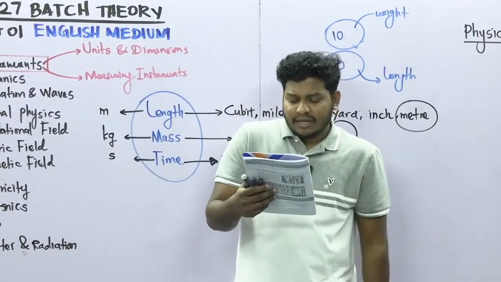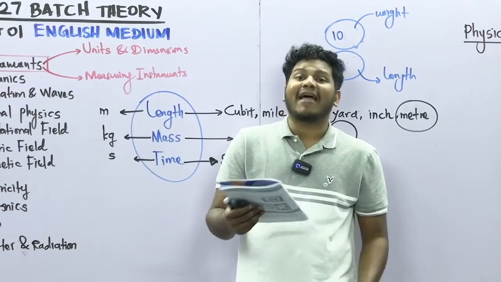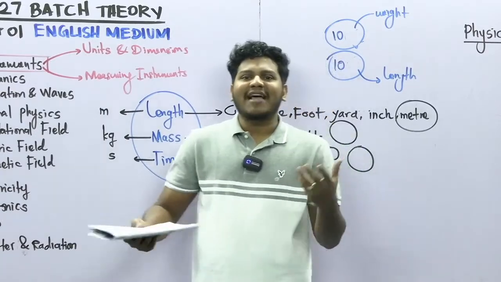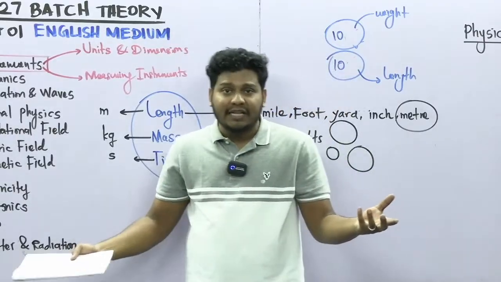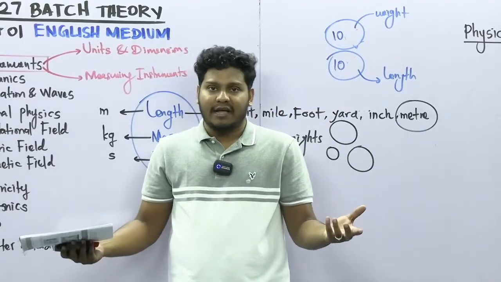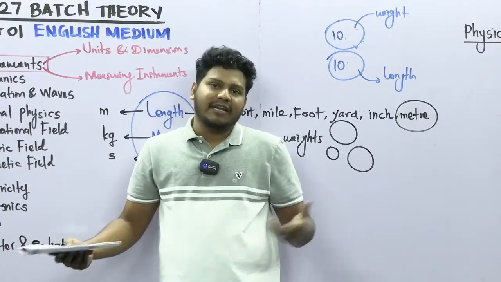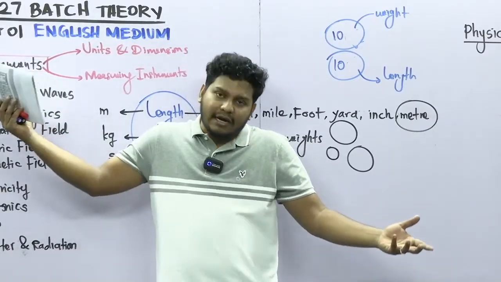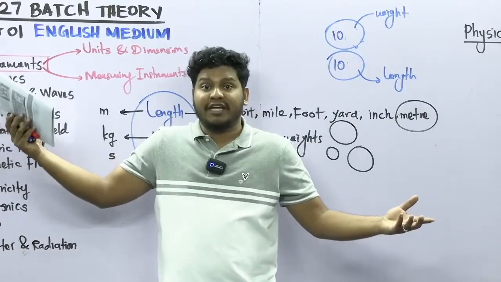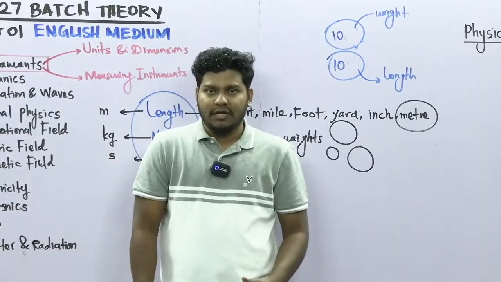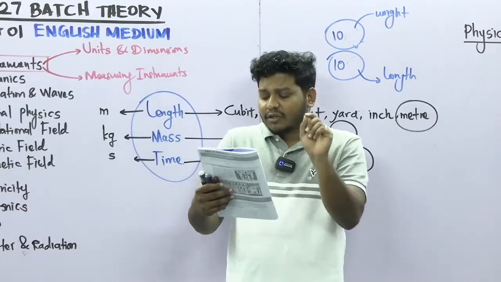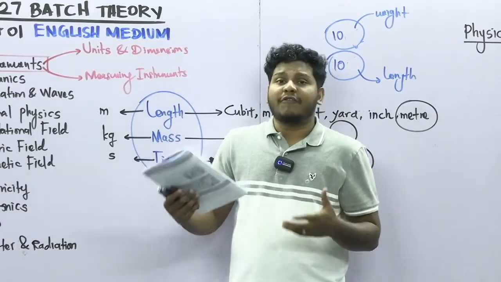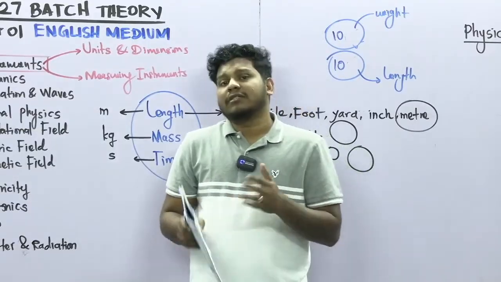The second one, a process of comparing the magnitude. We can't compare the magnitude without the units. 10 centimeters and 10 meters have a very big difference. 10 centimeters and 10 millimeters, 10 millimeters and 10 kilometers, there is a very big difference. So this is why the units are very important in a process of comparing magnitudes.